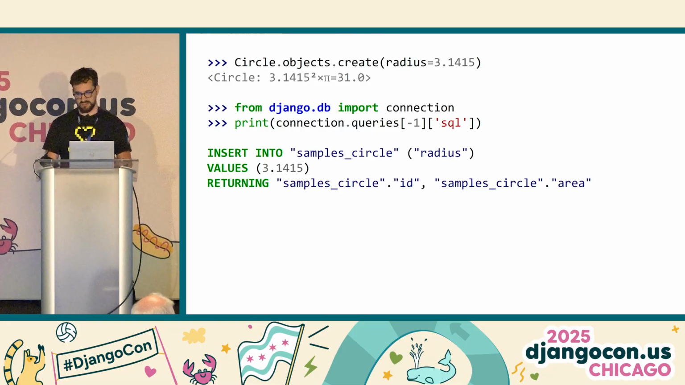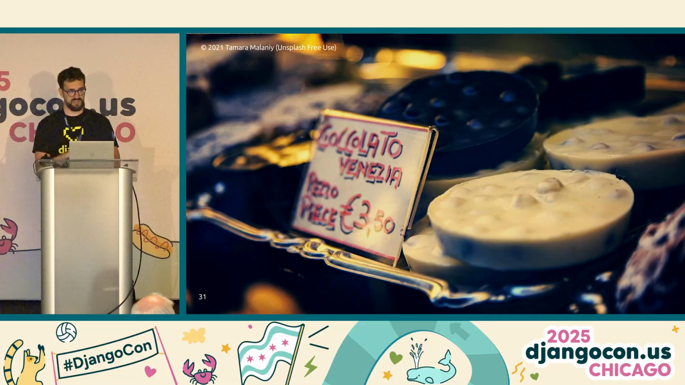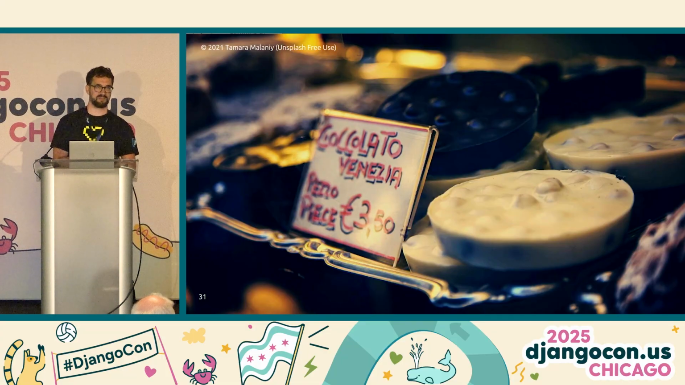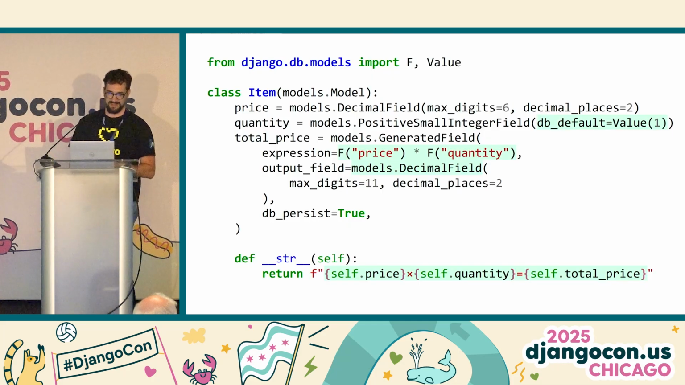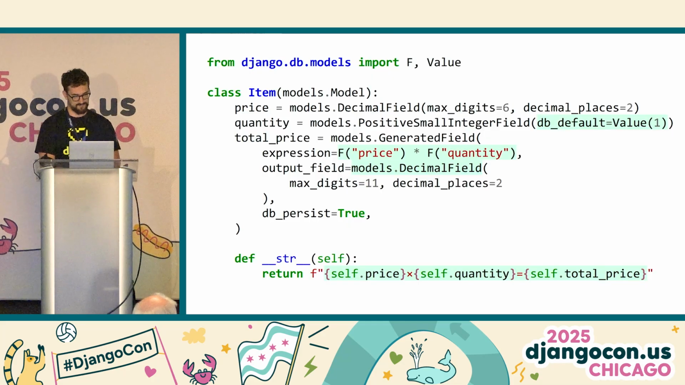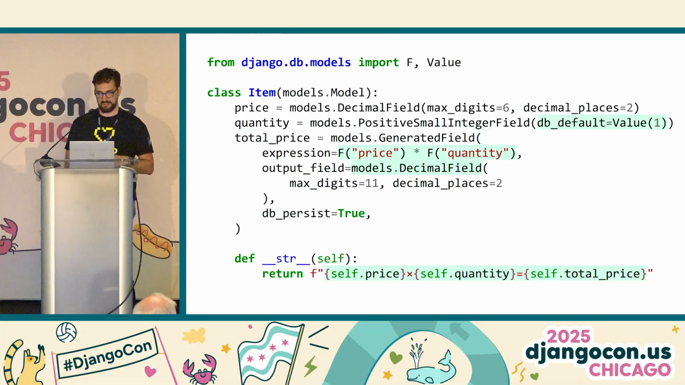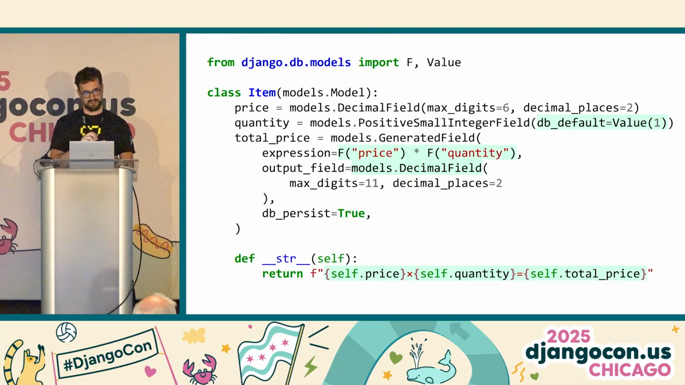Okay, let's go and see something different from geometric figures. This is another picture from Venice. It's a chocolate piece of cake, and we see a price here. And maybe we decided that they're delicious, so we want more than one, for example. So we need an item class with a price and a quantity. And the calculation here is more basic than what we did before, but there is a slight difference.